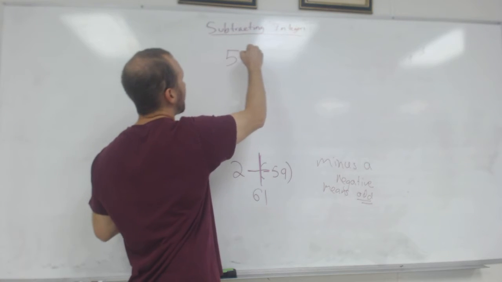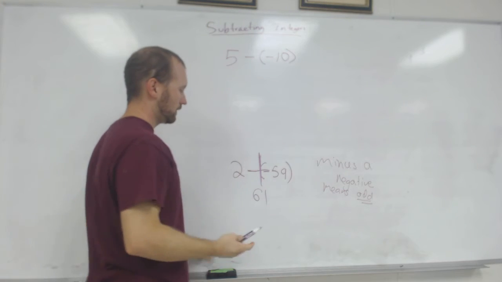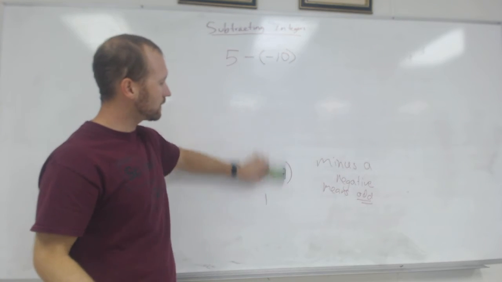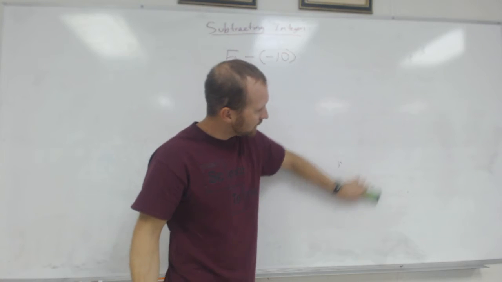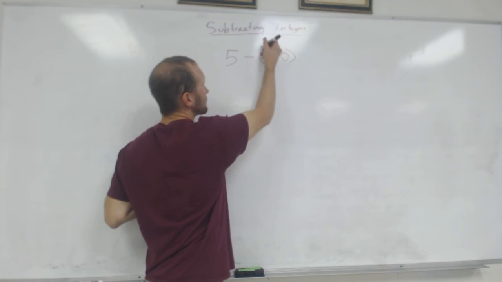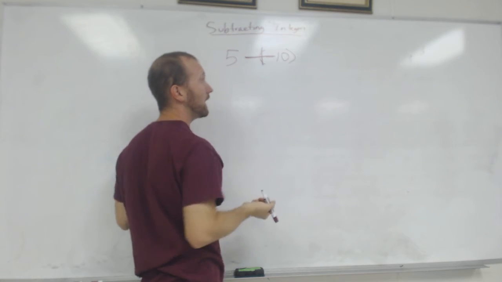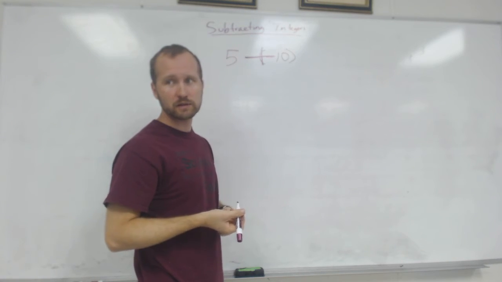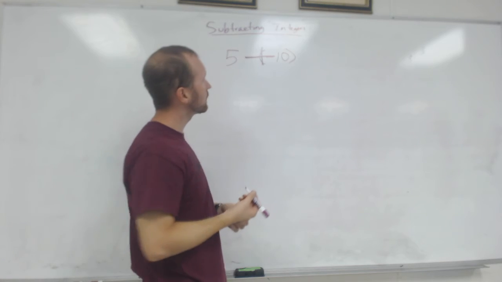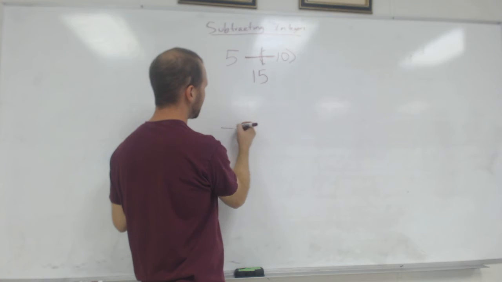So what if I had 5 minus negative 10? It's actually what? Minus a negative means add. So it's 5 plus 10, which is 15. What if I started with a negative?